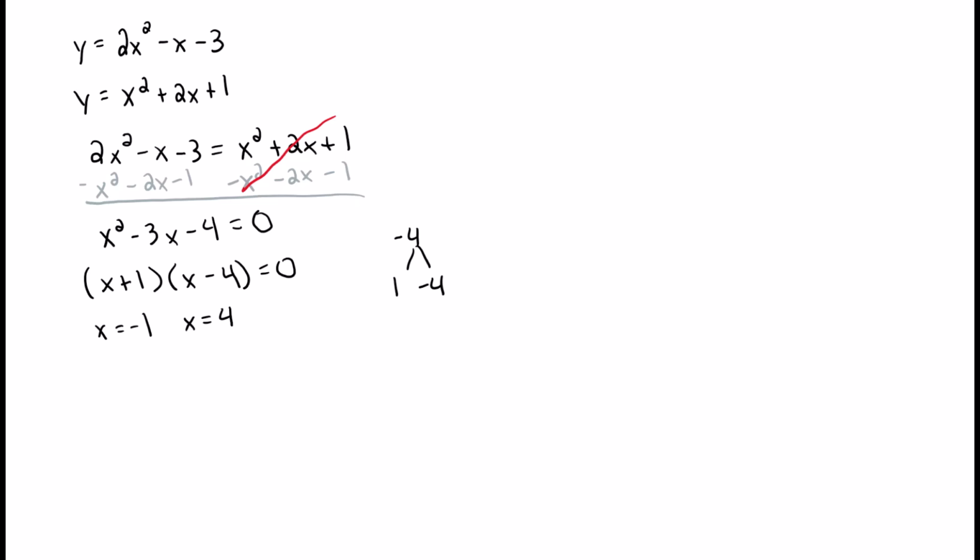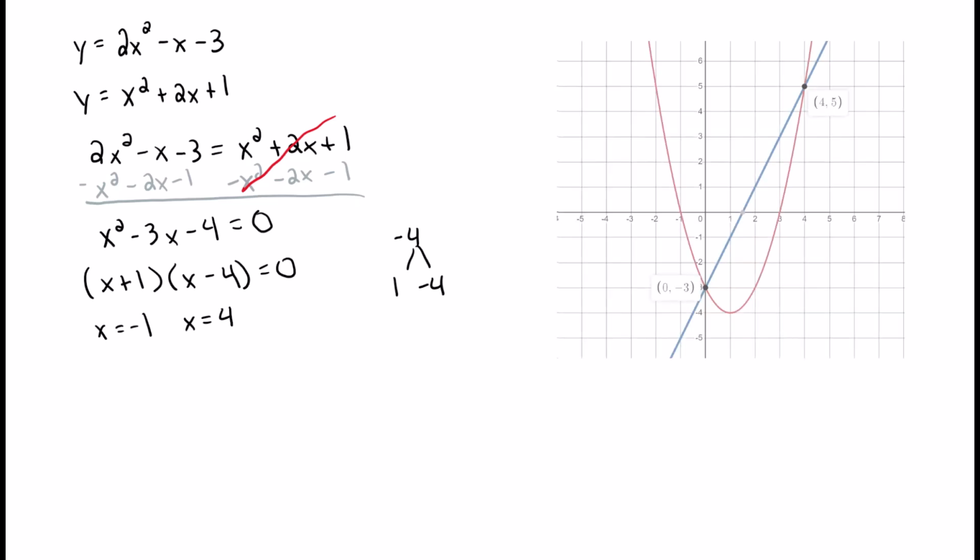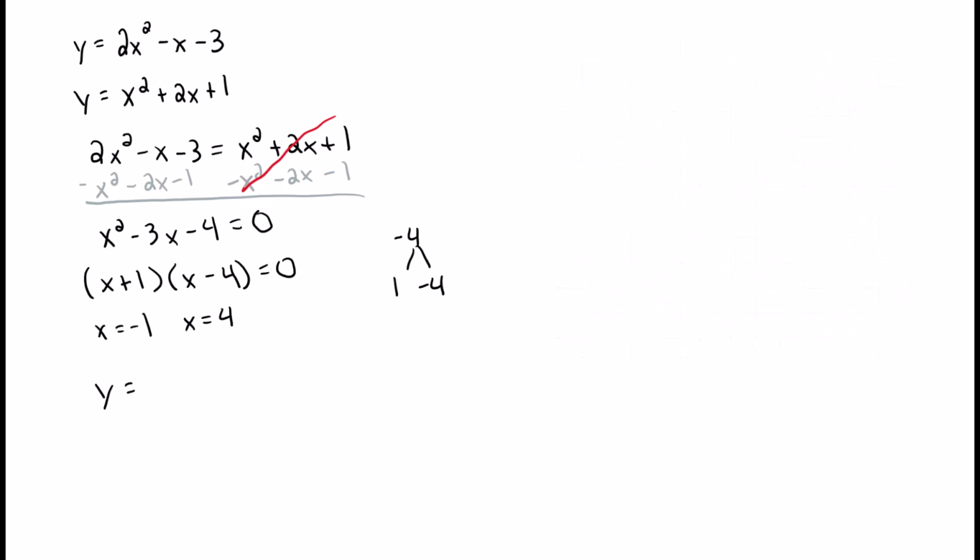Now we have to figure out the y value, because remember, the solution to a system of equations is not only just an x, but it's a y, because it represents a point, an intersection between two graphs. So to get the y value, I'm going to set up the equation, and I'm going to substitute in my x value to get that y value. And I'm going to do it twice. And I could plug them into either equation too.